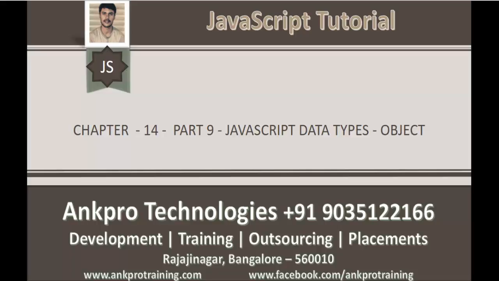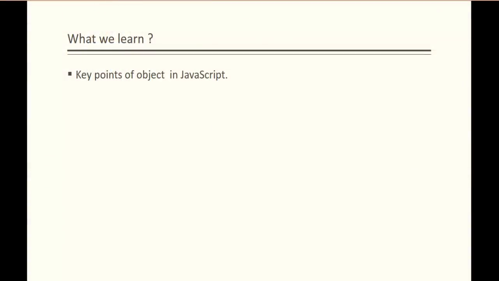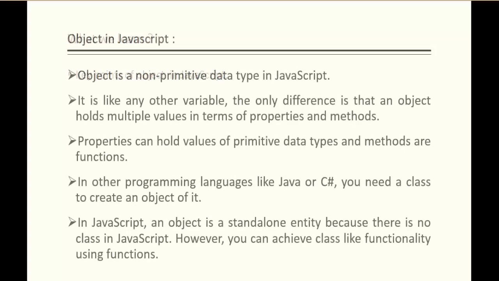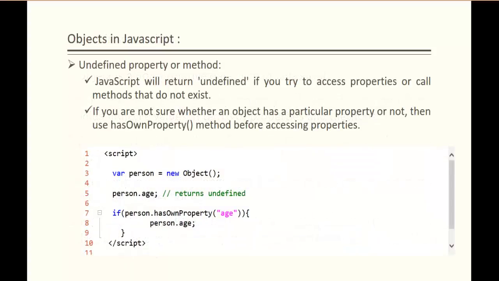My name is Harish. In this session, we are going to learn about the key points of object in JavaScript. In the last two sessions, we learned what an object is and what the difference is between an object and a variable, and also we saw how to create an object in two ways: one using the object literal and the other using the object constructor. Right now we are going to understand a few important points related to objects in JavaScript.